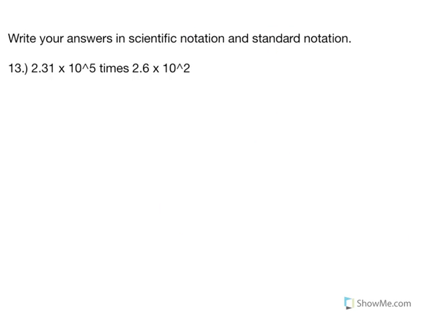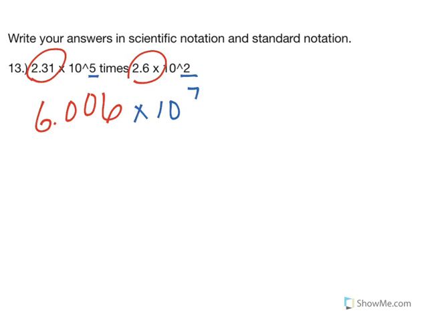Now we're going to do some multiplying and dividing. So remember when I'm multiplying these, the whole times thing, I multiply the numbers out front. So 2.31 times 2.6 gives me 6.006. And then I add my exponents. 5 plus 2 gives me 10 to the 7th. So there is my answer there.